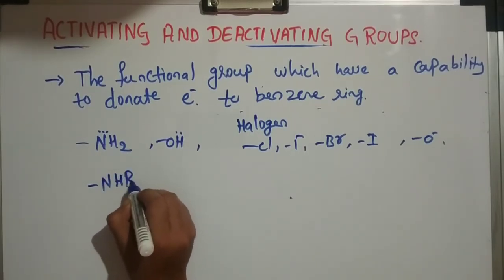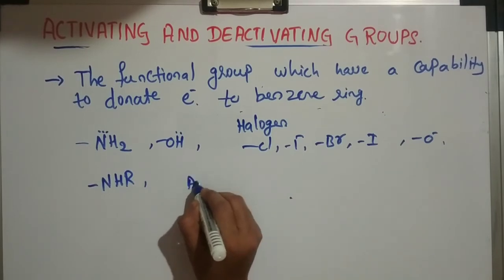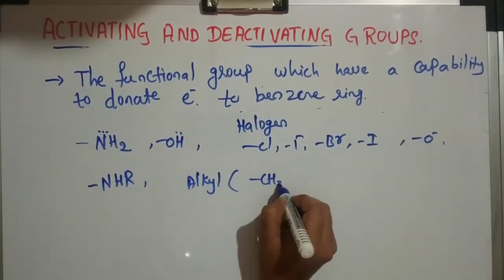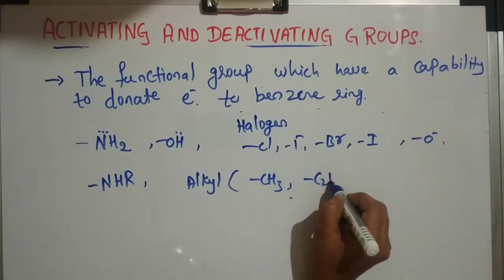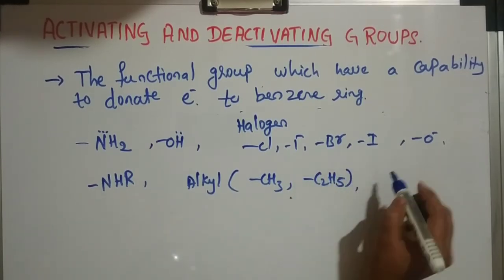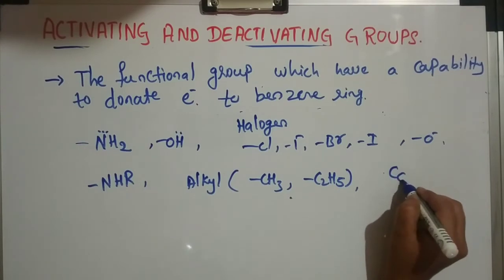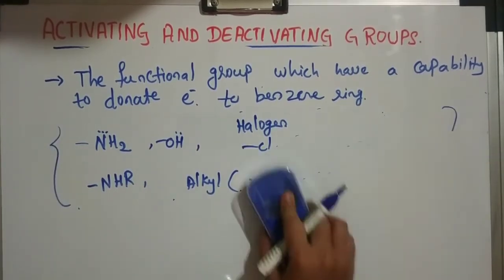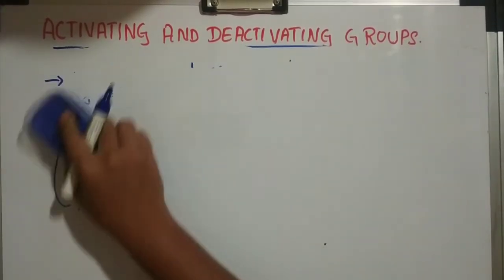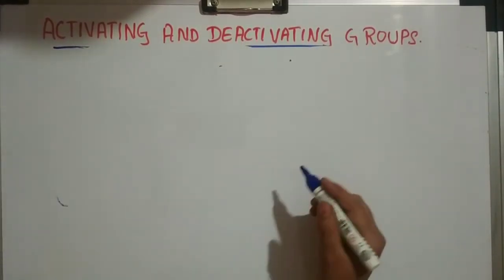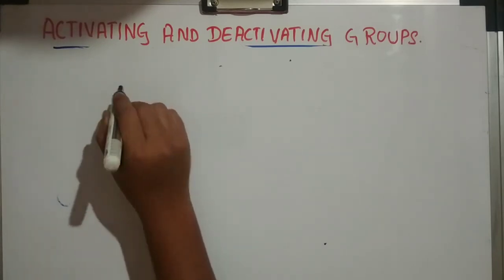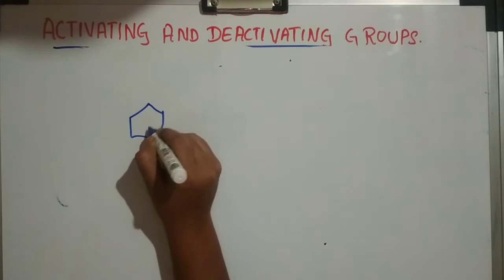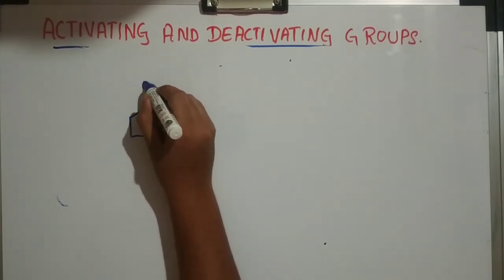Then alkyls. In that, methyl, ethyl, then phenyl, that is C6H5. These are the functional groups where we find the ortho and para directing groups. So what do ortho and para directing groups do? We'll take an example, the functional group we have already seen, that is OH.